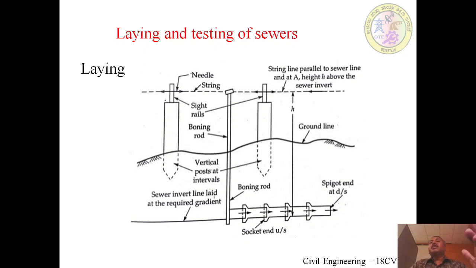You can see here the string line that is parallel to the sewer line in the figure, at a height h above the sewer invert. And see here the sewer invert line on the left-hand bottom side, laid at the required gradient. Mainly we are going to lay the sewer line with respect to proper gradient and alignment.